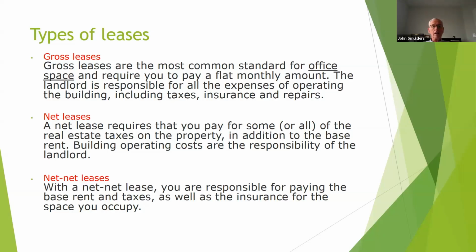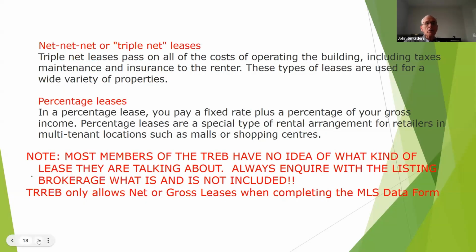Net leases. A net lease requires you to pay for some or all of the real estate taxes of the property in addition to the base rent. The building operating costs and insurance are the responsibility of the landlord. So one net lease means that one of TMI is payable. With a net lease, you're responsible for two, okay? The taxes and the insurance. These are the standards, okay? Is there flexibility? Yes.